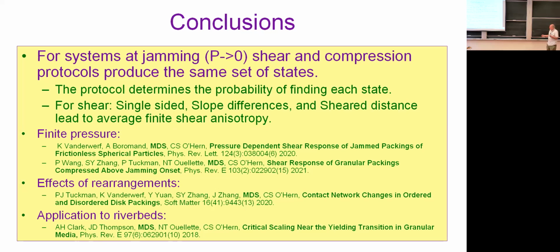The other interesting things are effects of rearrangements. All this we've been assuming that no matter what we do after it jams, the contact network doesn't change. But what happens if you go too far and the contact network changes? Then you can imagine, if I'm on the bottom of one of those parabolas, I come in from the side, I could go out the other side, and something new will happen on the other side. So that's something interesting. If you want to see how that applies to riverbeds, we also have a paper on that. That may be too far astray for this crowd, but anyway, that's there.